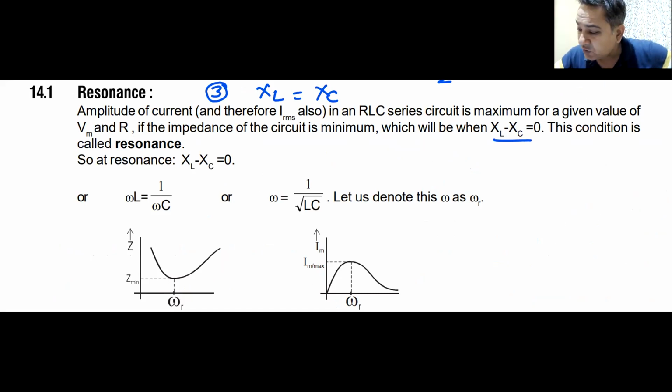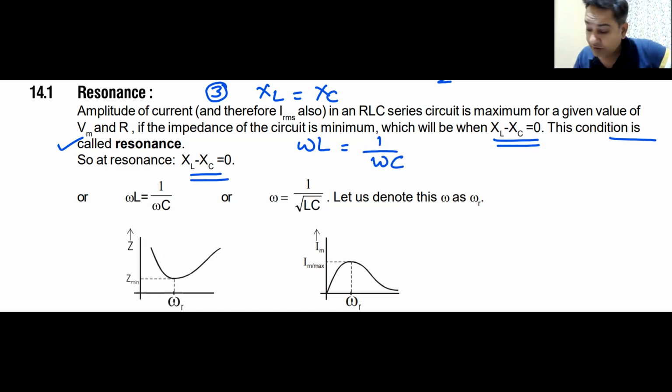XL minus XC is 0, or XL is equal to XC. This condition is known as resonance. You might have heard about resonance. At resonance, XL is equal to XC. When XL becomes equal to XC, omega L becomes equal to 1 by omega C. 1 by omega C is XC. From here, you can find out the value of omega. Omega is known as resonant angular frequency.